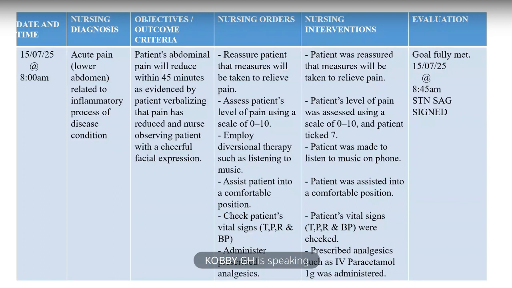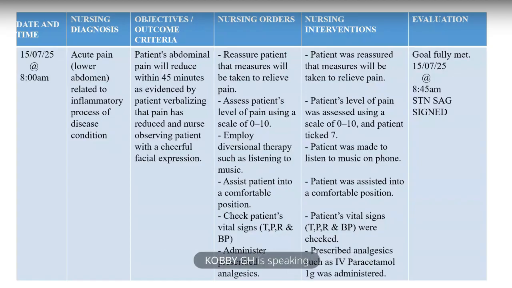Some students write assess patient's level of pain, and then the intervention, patient's level of pain was assessed using a scale of 0 to 10, patient takes 7. Then after they've administered medication, under that last point, they come and reassess patient's level of pain. Then they write patient's level of pain was reassessed, patient takes 2. You see how it is. So be smart. Is that okay? So the assessment can come again.